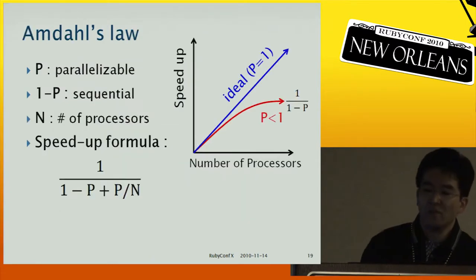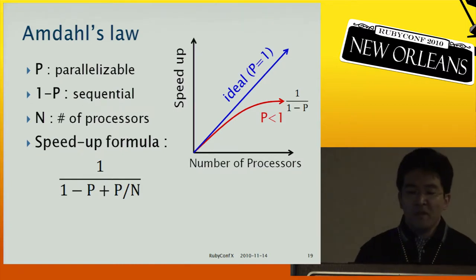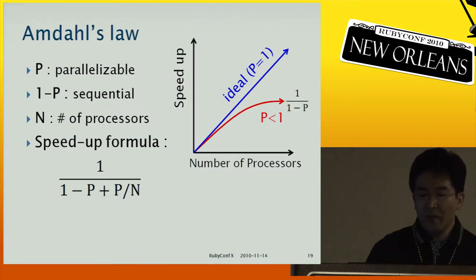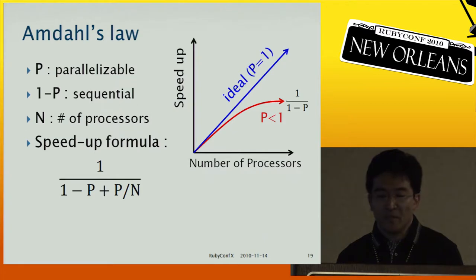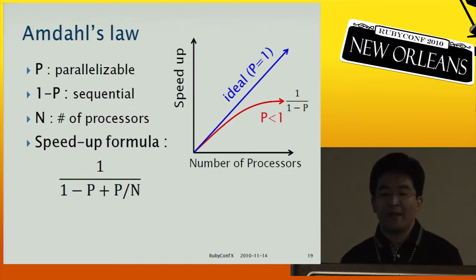This is the well-known Amdahl's law, which must be considered for parallel computing. If P is the proportion of a program that can be made parallel, then 1 minus P is the proportion that cannot be parallelized. If N processors are used, the speedup is expressed as this formula. And this figure shows there is a maximum speedup when P is less than 1. So in parallel programming, it is important to maximize the parallel portion of the program.